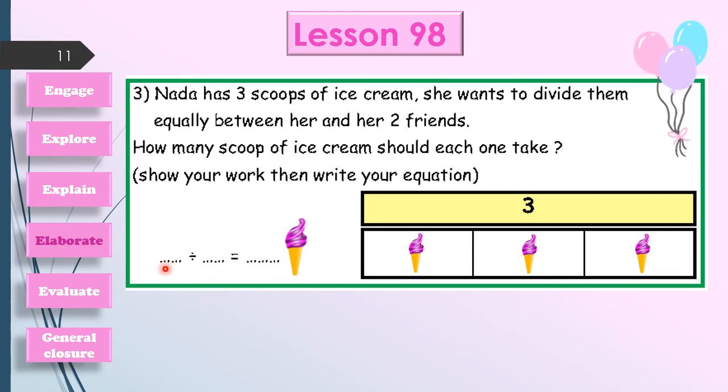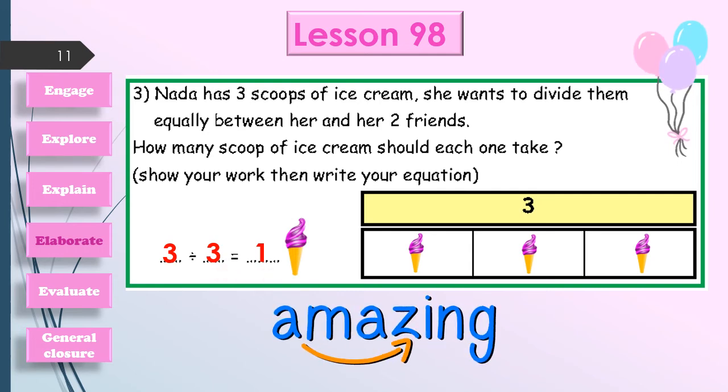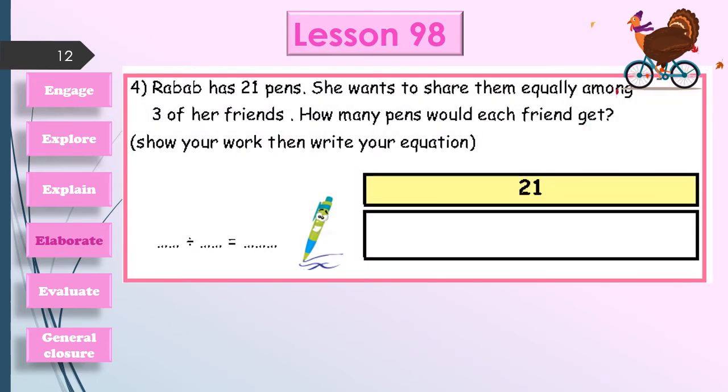Let's prove it mathematically. Here we have how many ice creams? It will be three. And how many friends? Here and here two friends, it will be three friends. Then 3 divided by 3 equals 1. 3 divided by 3, it will be 1 ice cream for each friend. Amazing.